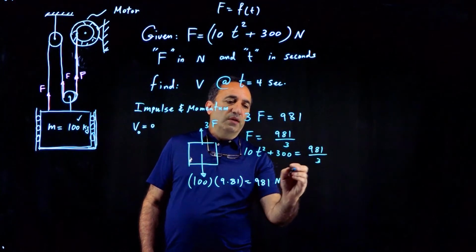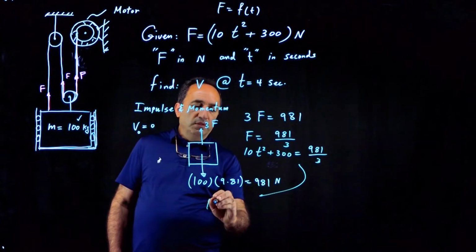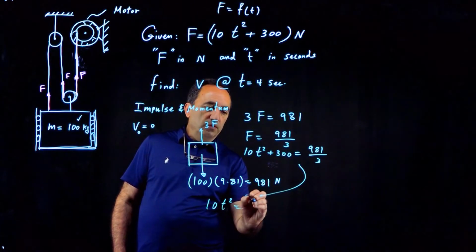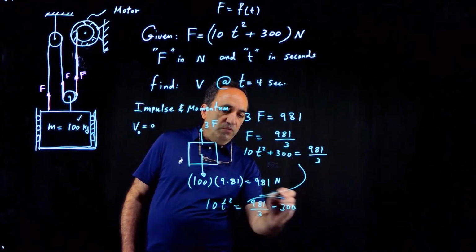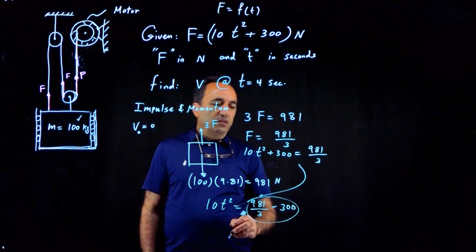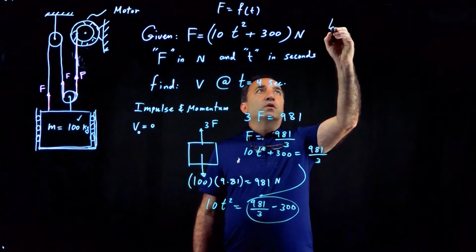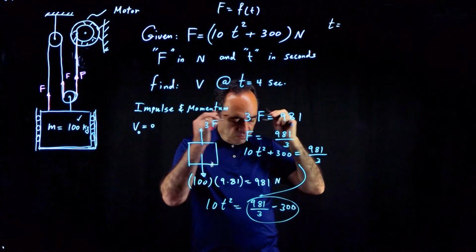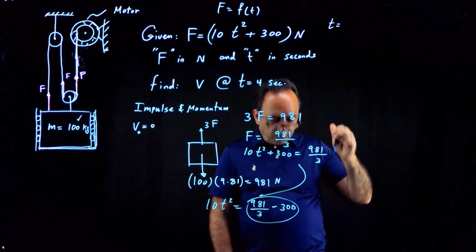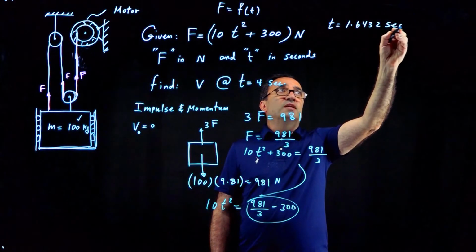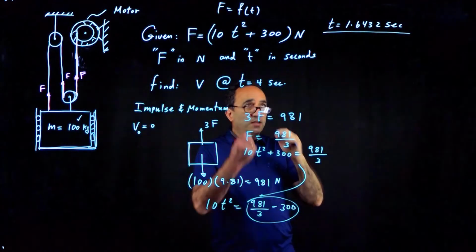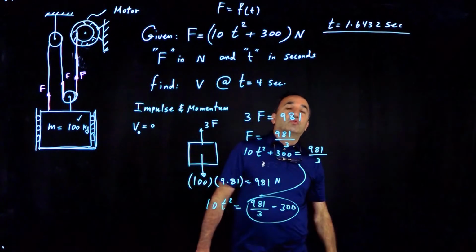So if you solve now, 10t squared equals 981 over 3 minus 300. Whatever this comes out to, divide by 10 and take the square root. Guess what? t becomes 1.6432 seconds. So the motion doesn't happen right away. It will take a little bit more than 1.5 seconds for the motion to start.